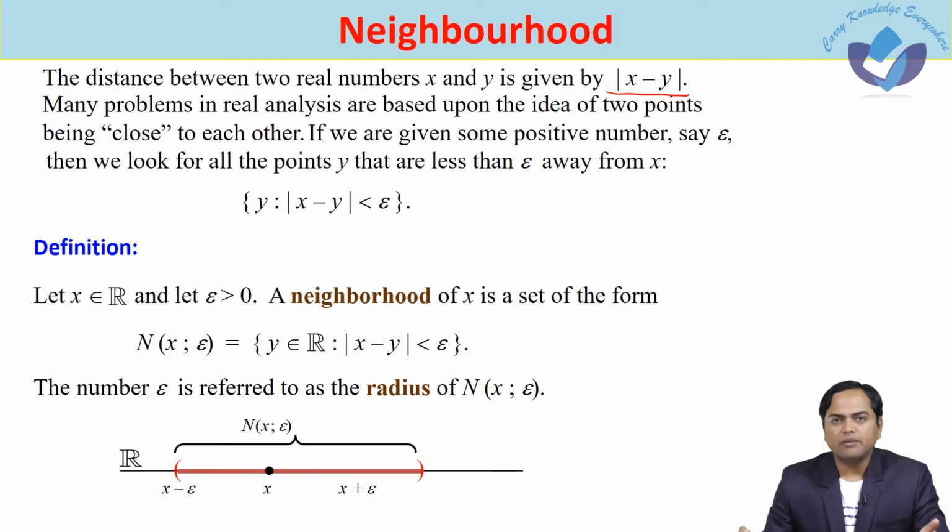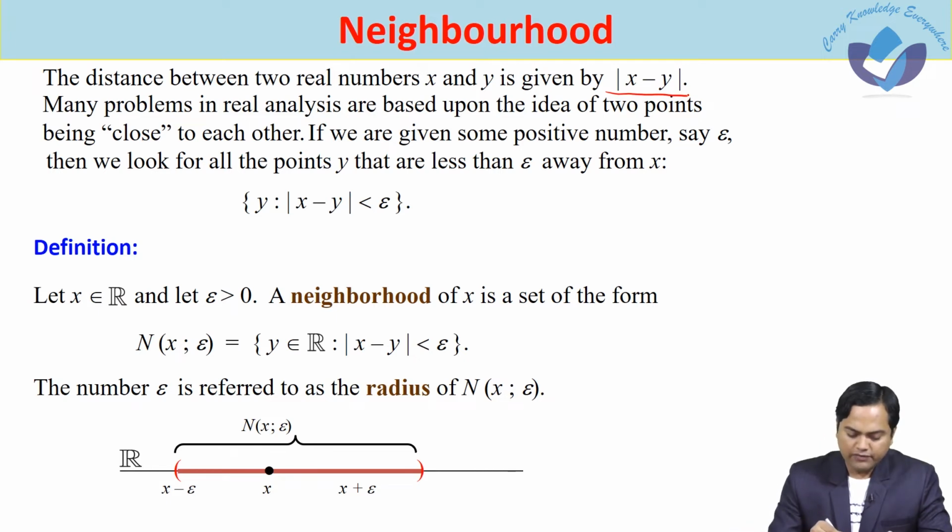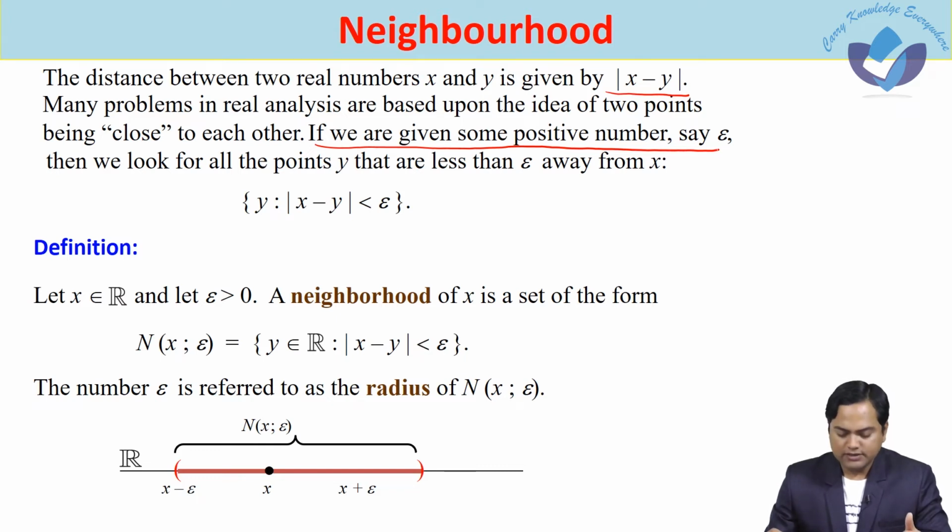From the point of view of mathematics, to define the closeness between 2 points, we take the help of a number which is a very small positive number known as epsilon. Now, if we are given some positive number, say epsilon, then we look for all the points y that are at a distance less than epsilon from x. Then we write the set of all y such that |x minus y| is less than epsilon.